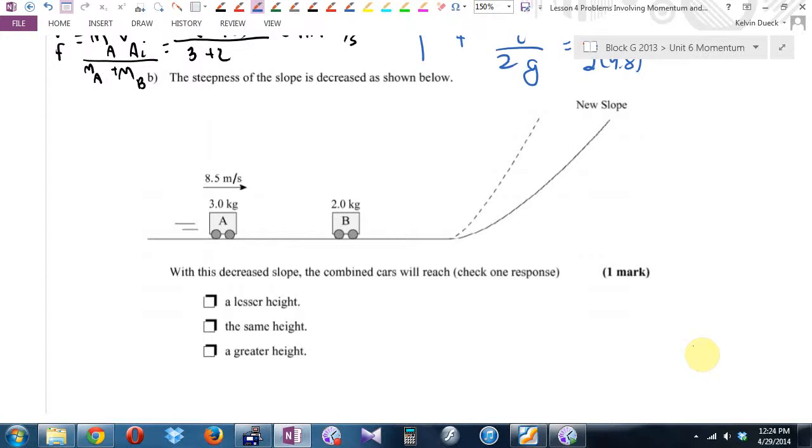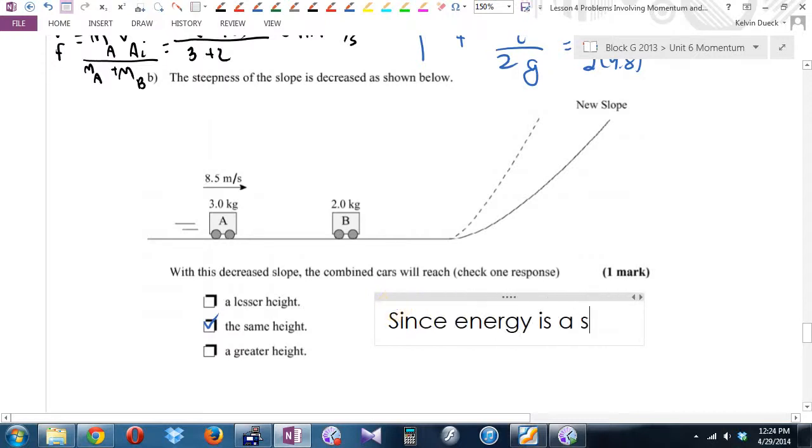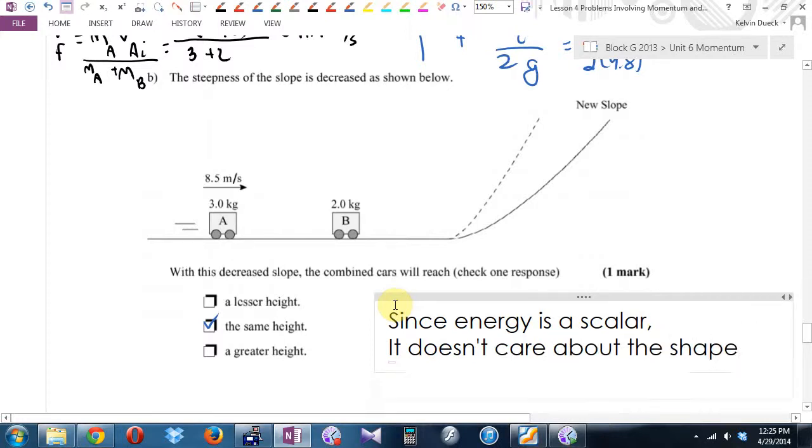Let's vote. Who says less high? No one. Who says same height? Who says, no, they're going to go higher, it's shallower? Why? I agree with you, it's the same height. How come? Since energy is a scalar, it doesn't care about the shape of the path that you get there.